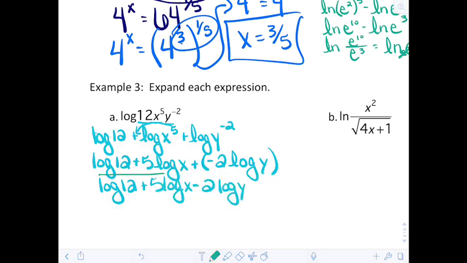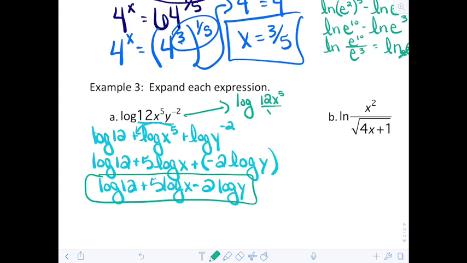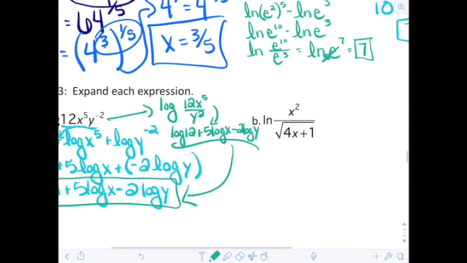Now, one other way, just to show you, there's another way you could have thought about it. If you chose to get rid of the negative exponent first and make that the log of 12x to the 5th over y squared, now you're going to have division. So you would still get the log of 12 plus 5 log of x, but then you're dividing by y squared, so it would be minus 2 log of y, which is the same answer that we got, just taking a little different path. Both correct.